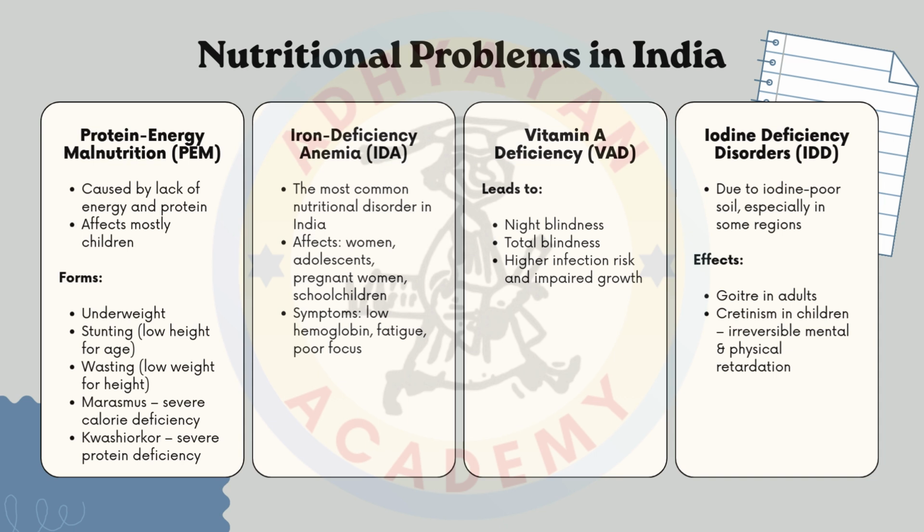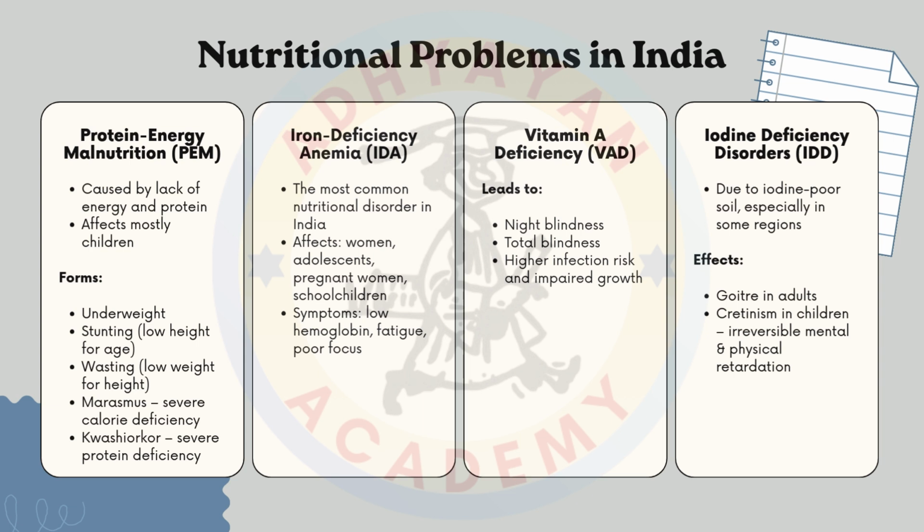Another critical problem is iron deficiency anemia, the most widespread nutritional disorder. It affects women, adolescents, pregnant women, and children, causing low energy, reduced concentration, and developmental delays. Vitamin A deficiency can lead to night blindness, even total blindness, along with increased risk of infection and poor growth.